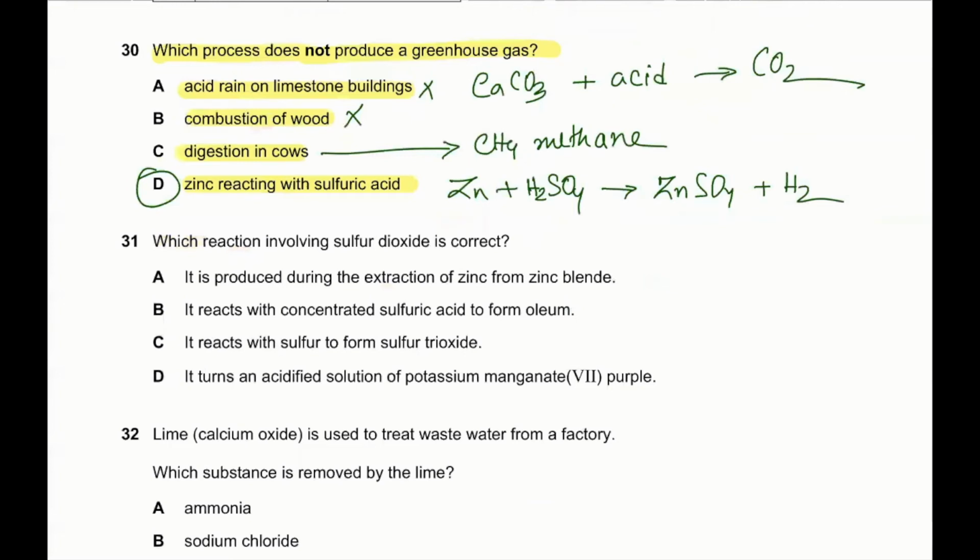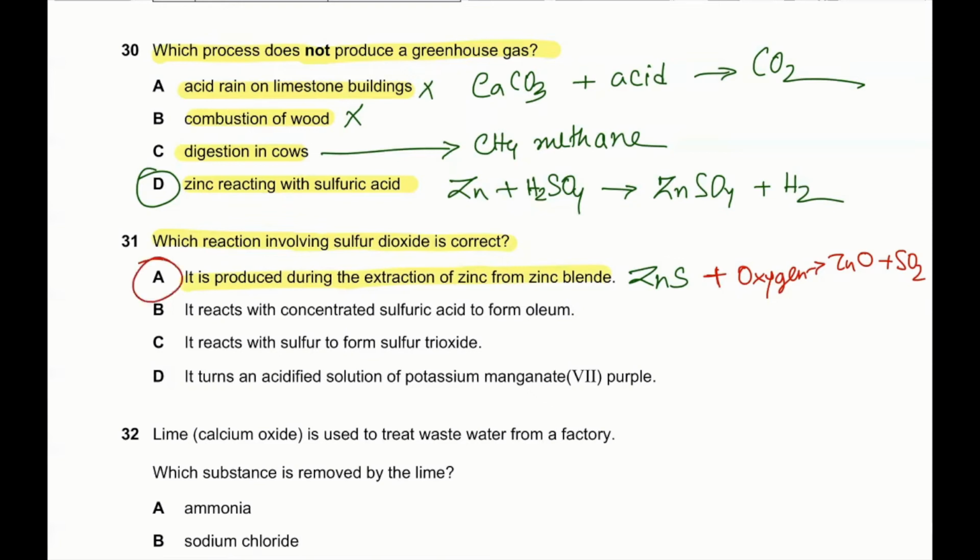Guys, question number 31, which reaction involving sulfur dioxide is correct? All right, so it is produced during the extraction of zinc from zinc blende. We know the zinc blende is ZnS. When it is roasted in air, when it is heated in air, basically it reacts with oxygen and it produces zinc oxide and sulfur dioxide. So yes, sulfur dioxide is produced during the extraction of zinc from zinc blende. This is correct, guys. Question number 31, A is the correct answer.